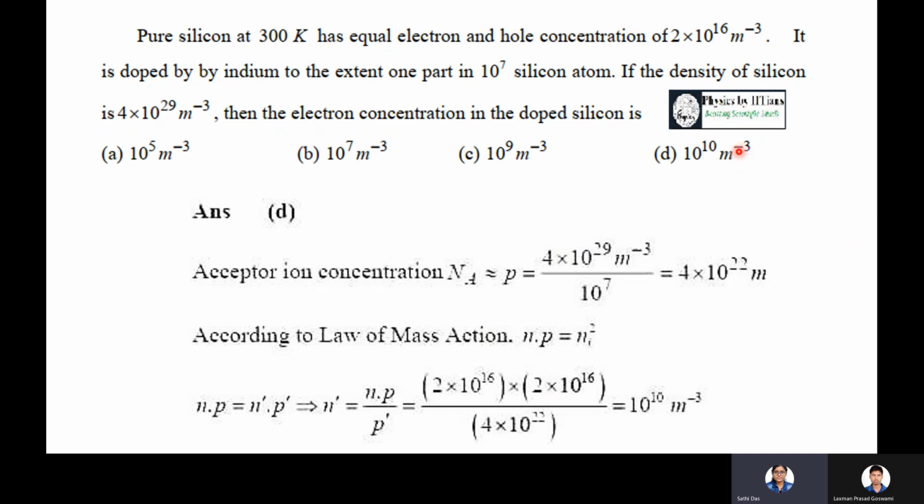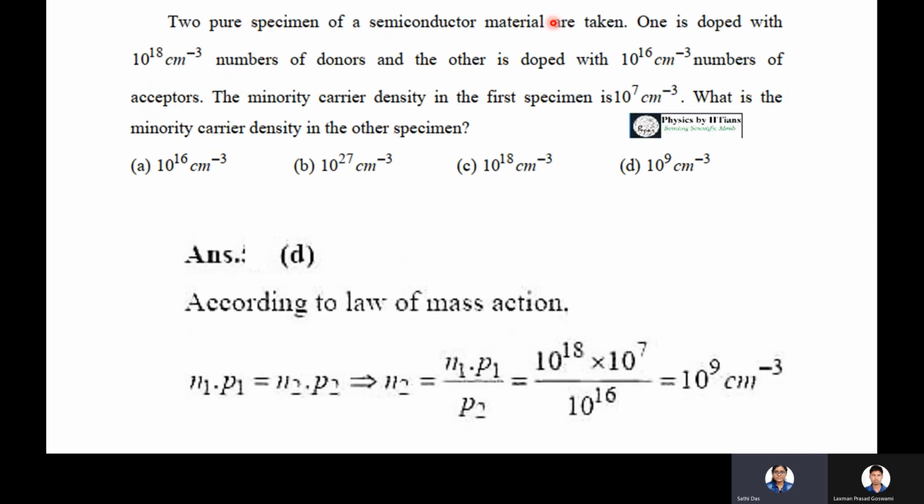So how do you understand that this is a question of the mass action law? Here, if you are asked to find the electron concentration or hole concentration, you should understand what is given. If one concentration is given, then the other concentration can easily be found from the mass action law.